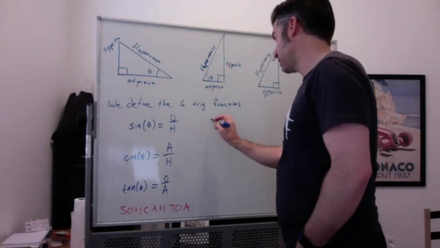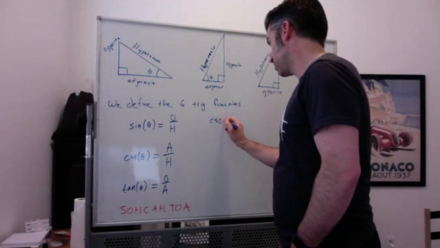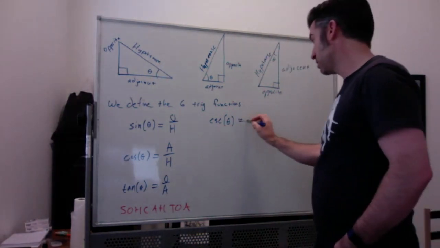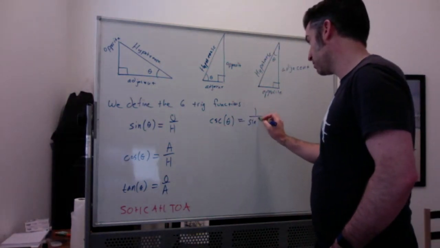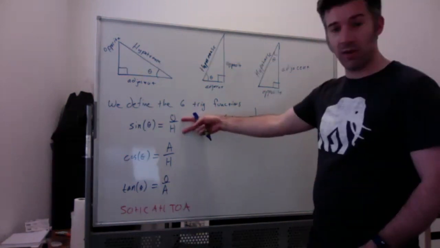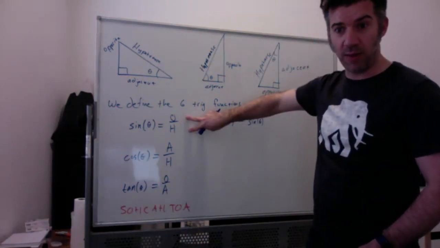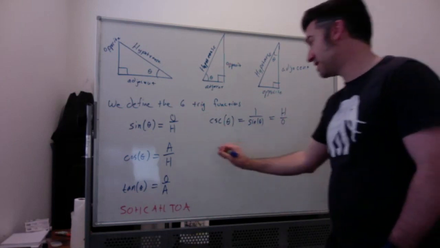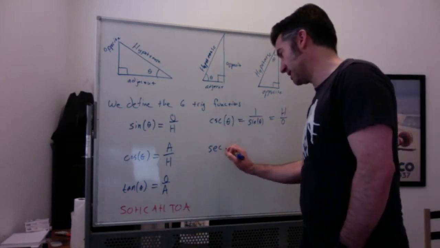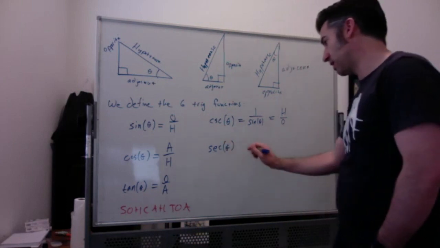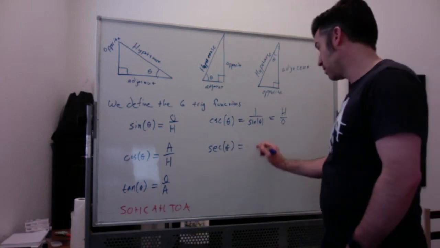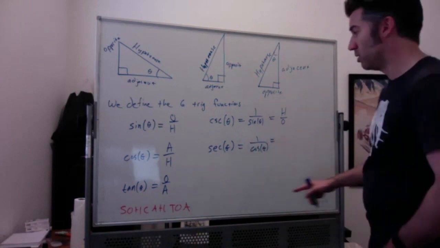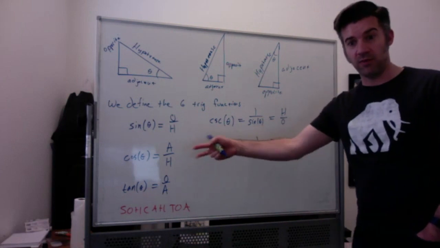The reciprocal of sine is cosecant of theta. So cosecant of theta is literally the reciprocal of sine. It's 1 over sine of theta. So if you take the reciprocal of sine, you get hypotenuse over opposite. And then secant of theta, which we abbreviate with SEC. Secant of theta is the reciprocal of cosine. It's 1 over cosine of theta. And the reciprocal of that is hypotenuse over adjacent.